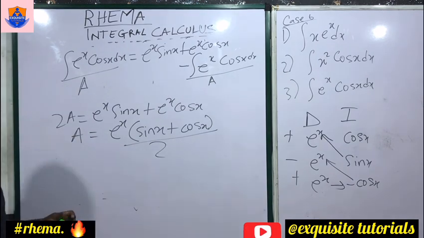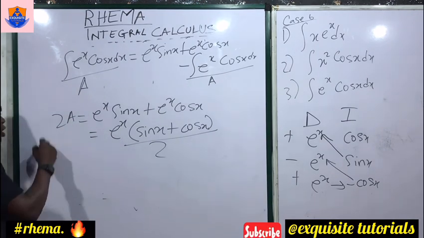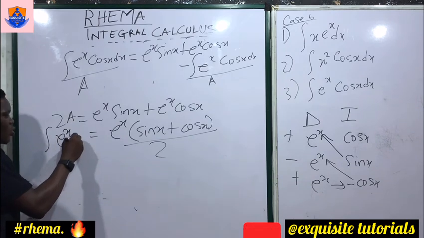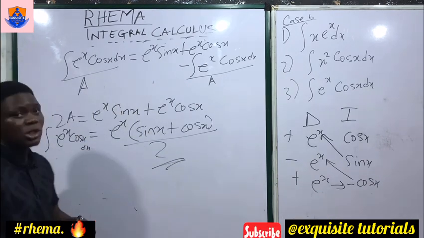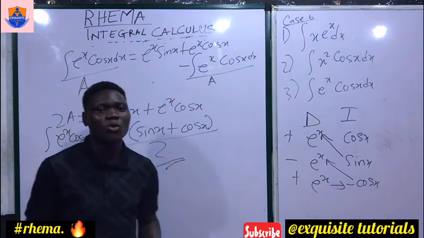So now what is our A? It's the original question. So we have integral of exponential x cos x dx. So this becomes our final answer. So that will be all for case 6. Let's move over to the next one.